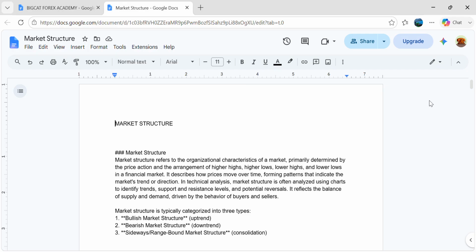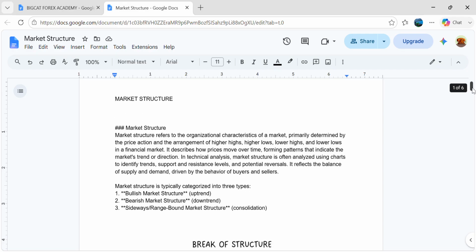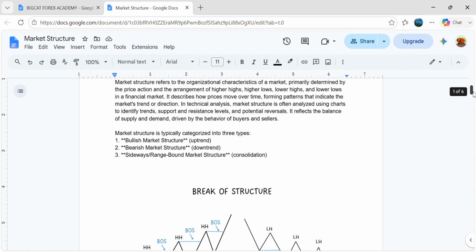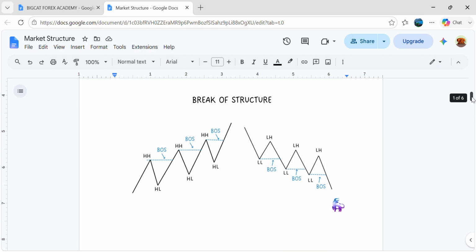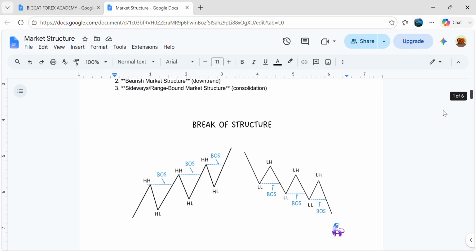Driven by the behavior of buyers and sellers. So, they have three types of market structure, which is the bullish market structure, the bearish market structure, and the consolidating market structure. So, these are diagram examples of what the market structure is.